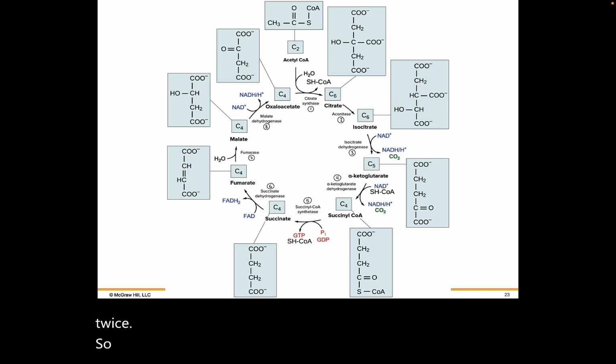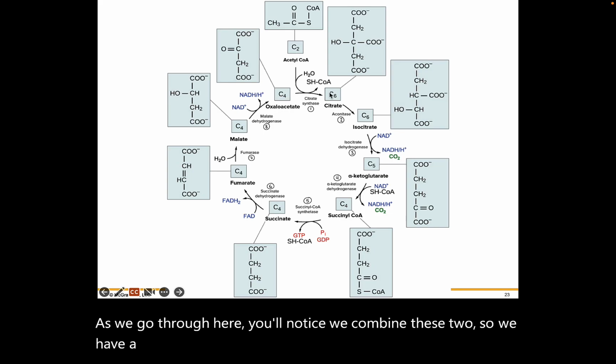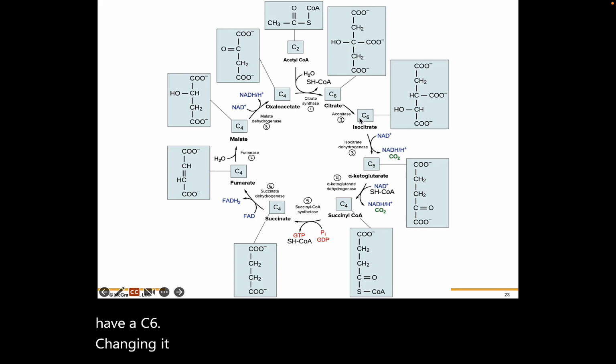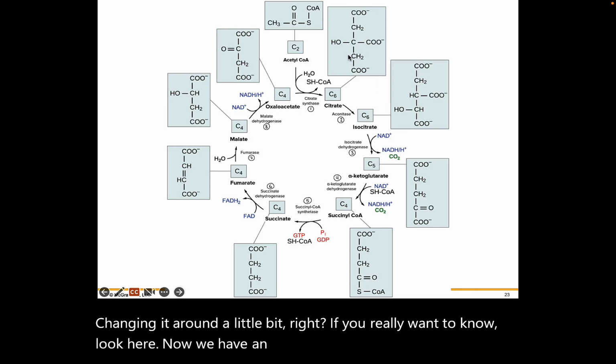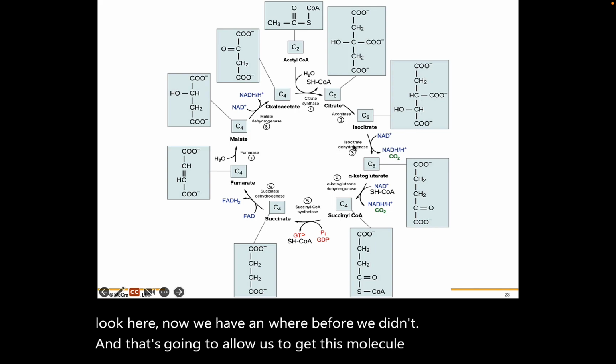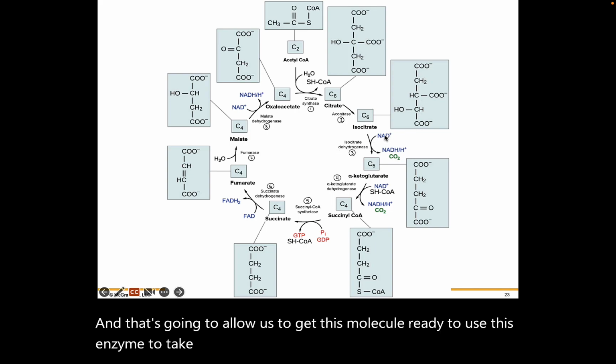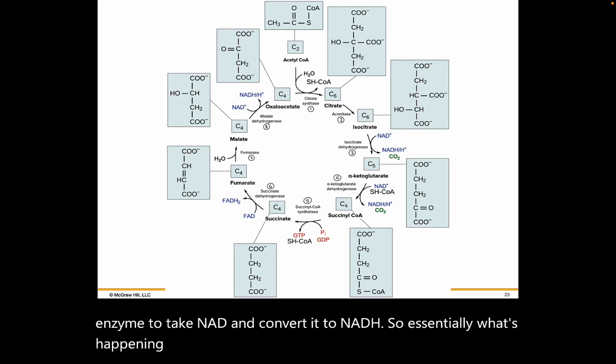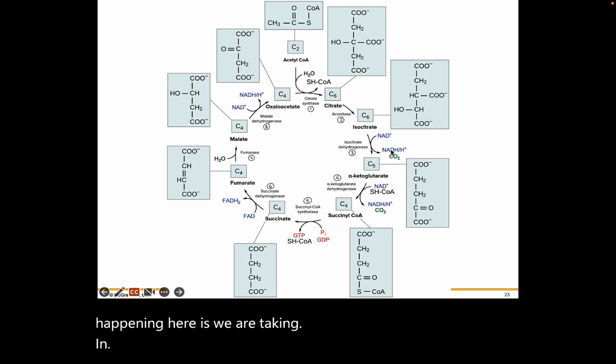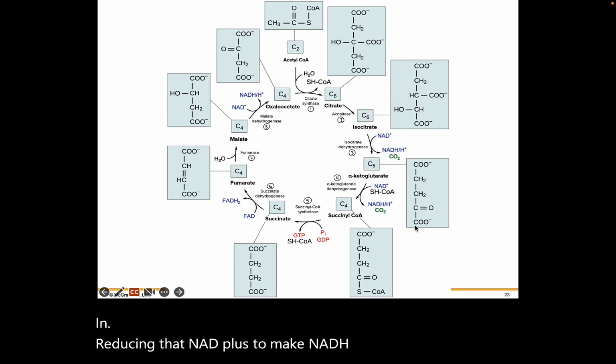So let's analyze one go around of this. As we go through here, you'll notice we combine these 2. So we have a C6, changing it around a little bit, right? If you really want to know, look here. Now we have an OH where before we didn't. And that's going to allow us to get this molecule ready to use this enzyme to take NAD+ and convert it to NADH. So essentially what's happening here is we are taking and reducing that NAD+ to make NADH. So we're taking some of the electrons here.